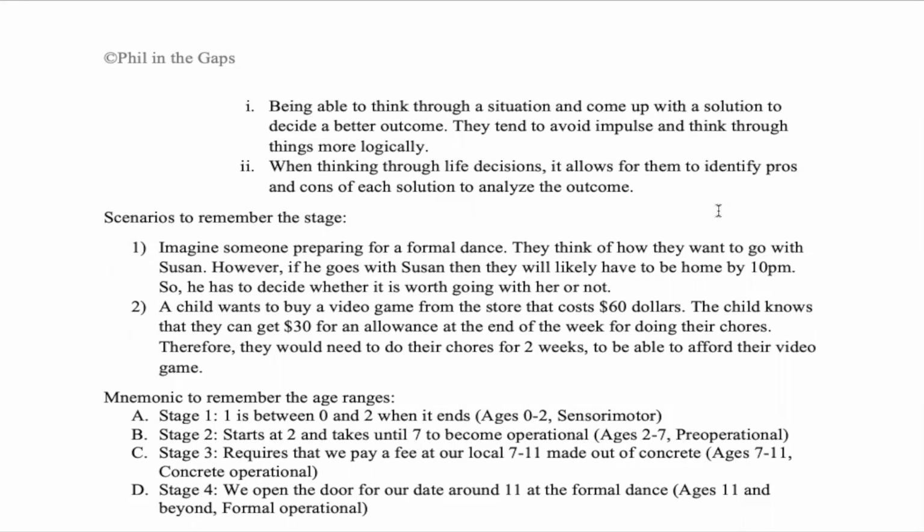What are the drawbacks of the things being constructed, and what are the drawbacks of the actions that they are doing? So a couple of the scenarios to remember at this stage. Imagine someone preparing for a formal dance. They think of how they want to go with Susan. However, if he goes with Susan, they will likely have to be home by 10 p.m. So he has to decide whether it is worth going with her or not.